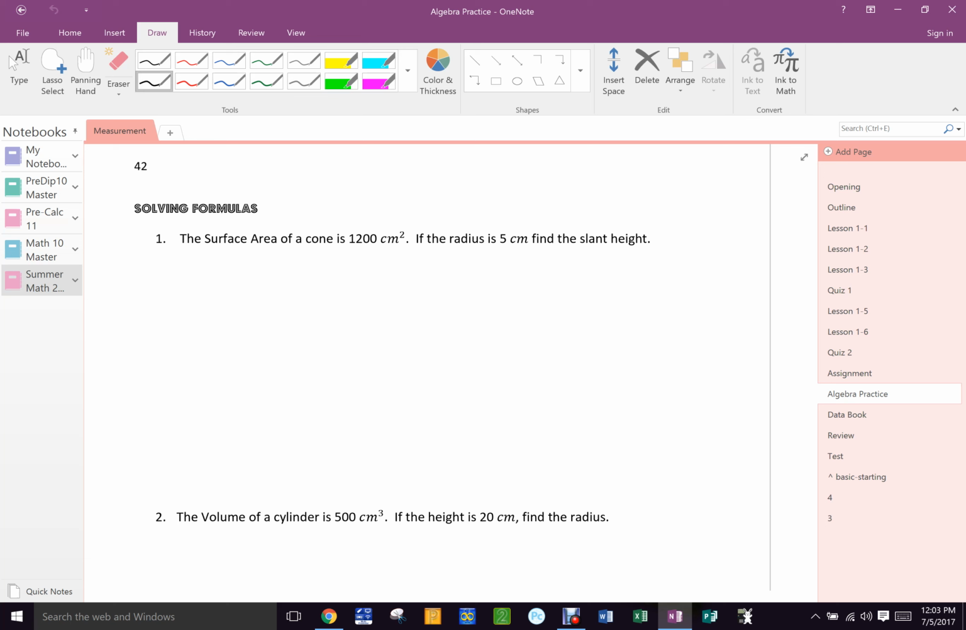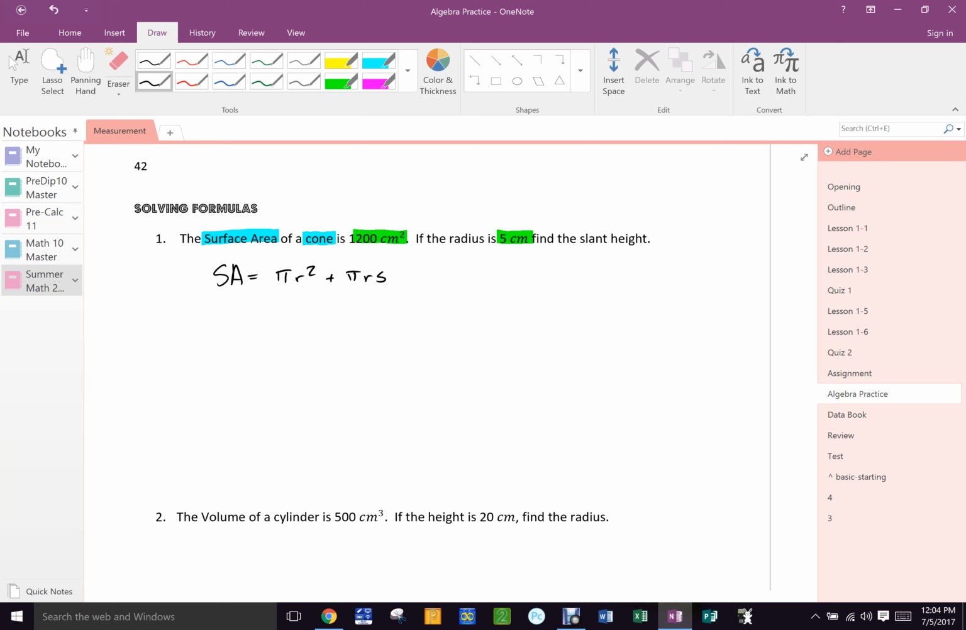So, surface area. That tells you what formula you need. Cone tells you what shape you're doing. And then there are your numbers. So the surface area of a cone is pi r squared plus pi r slant. Now fill in what you know. What do you know in that equation right now?